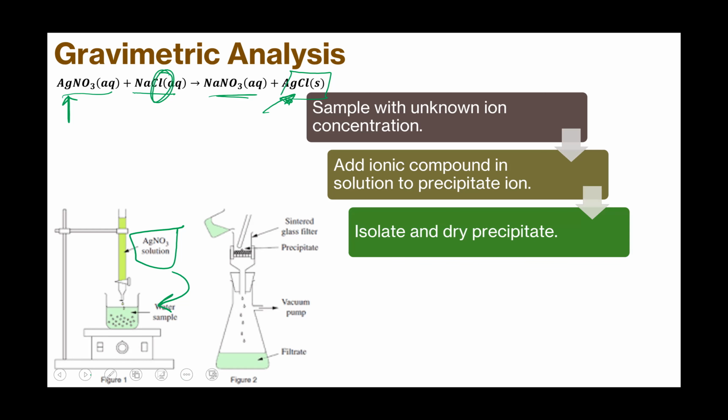Once we have the precipitate, we're going to isolate and dry it. We've seen this in lab already. Using a vacuum filtration setup, we can collect the precipitate up here. The liquid is going to flow through due to the vacuum pump.